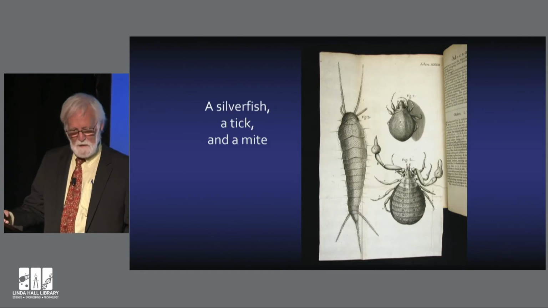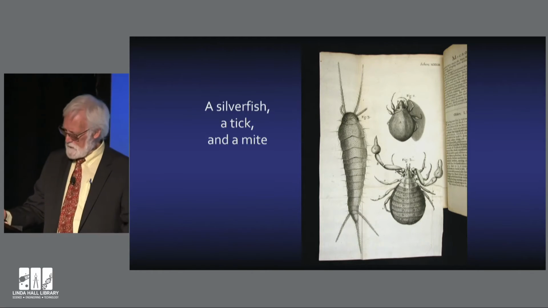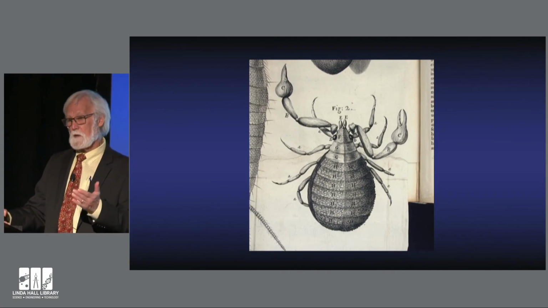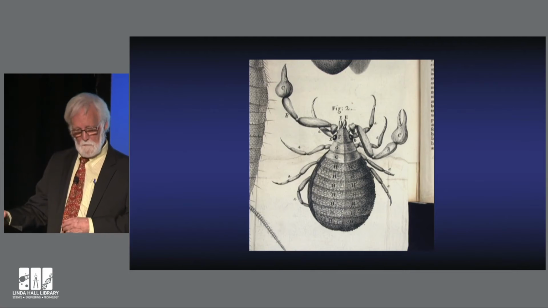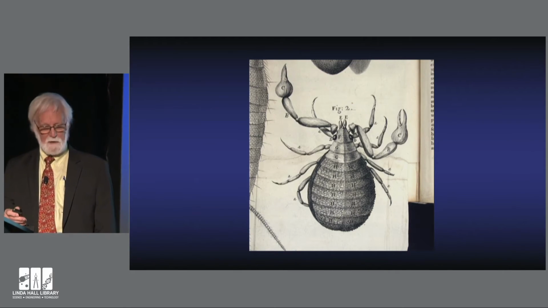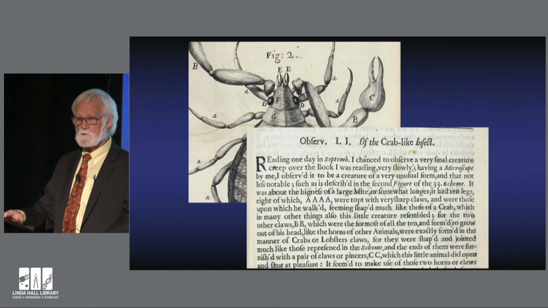I've always liked that. This is a plate that shows a silverfish and a tick and a mite. I'm going to show you his text about this. He drew all these, by the way. He didn't engrave them, but he could. But he drew all these, and in this case, he's got this thing that he calls a crab-like insect, which is a mite. And here's how he starts his discussion.